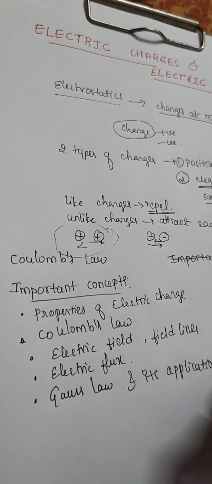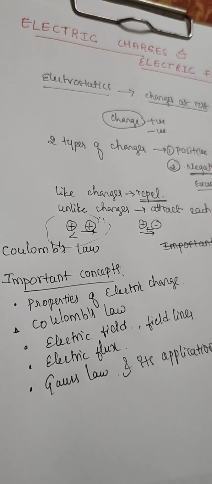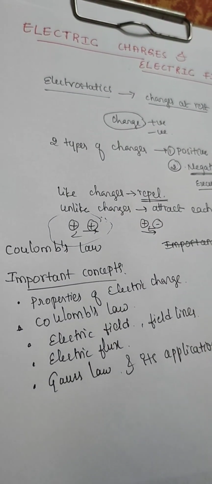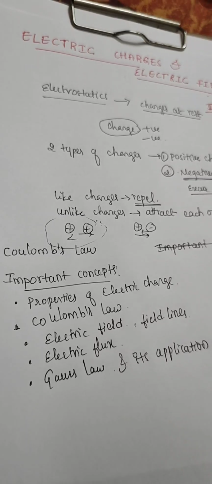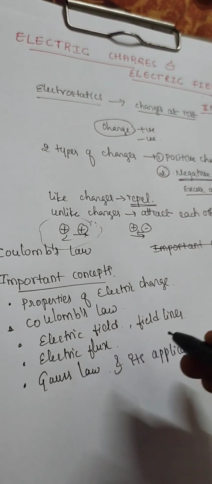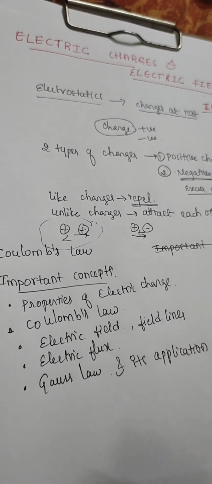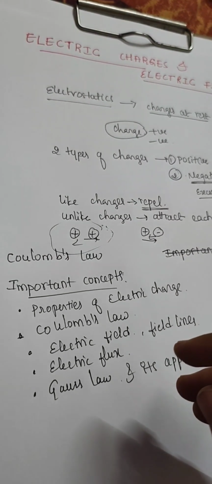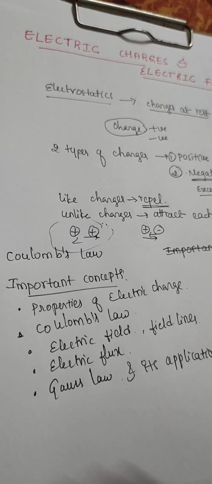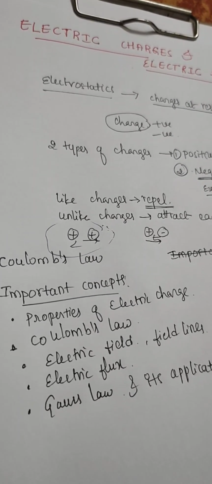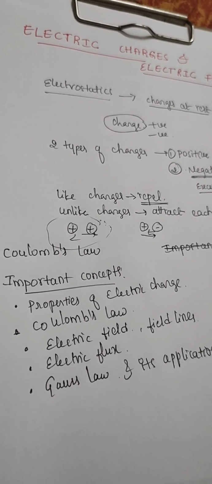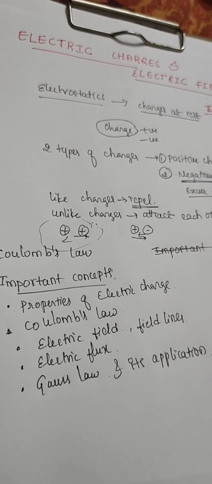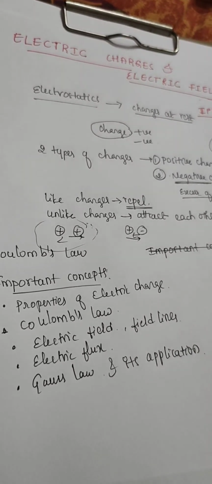In the first chapter, Electric Charges and Electric Fields, we are going to discuss mainly these things: properties of electric charge, Coulomb's law, electric field lines, electric flux, Gauss law, and its applications in detail, the application part. So we are going to discuss these now. Before going to Coulomb's law, we will discuss the properties of electric charge. First, we will discuss the properties of electric charge.